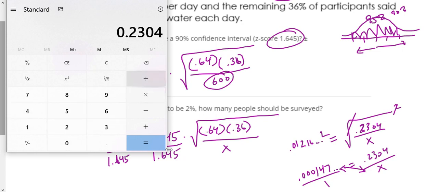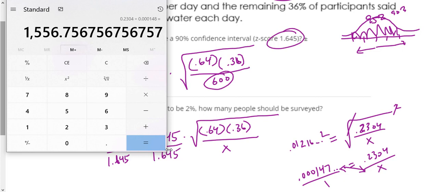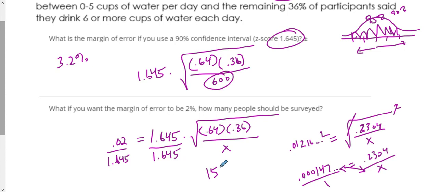0.2304 divided by 0.00014. And actually, I'm going to put an 8 here because the next decimal after that would have caused that 7 to go up to an 8 anyways. And we get 1556.75. Again, this is a rounded answer from a rounded value because I didn't have this whole value in the calculator. So, what numbers as close to this as possible? I hope you see an answer that is 1,559. So that's how many people we need to survey in order to make the margin of error be 2%.